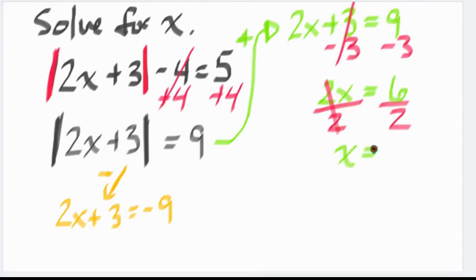So this is a nice review of solving a two-step equation. So x equals 3. Now on this other side, same moves. That's this thing. Same moves. So that means subtract 3 first.